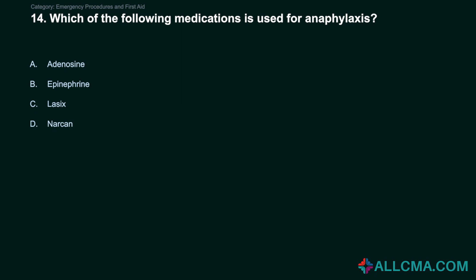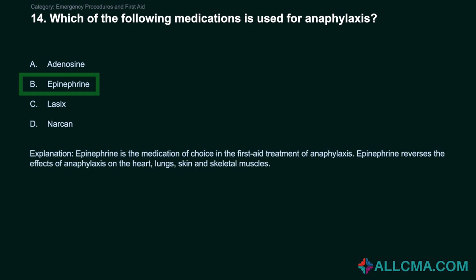14. Which of the following medications is used for anaphylaxis? A. Adenosine. B. Epinephrine. C. Lasix. D. Narcan. Correct answer: B. Epinephrine. Epinephrine is the medication of choice in the first aid treatment of anaphylaxis. Epinephrine reverses the effects of anaphylaxis on the heart, lungs, skin, and skeletal muscles.